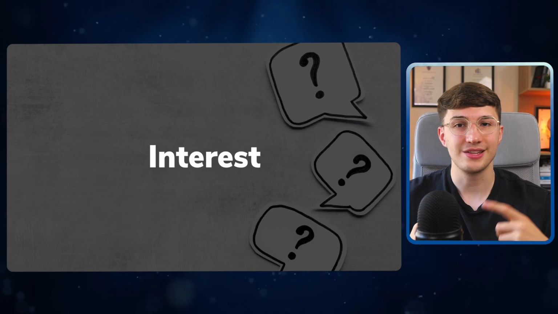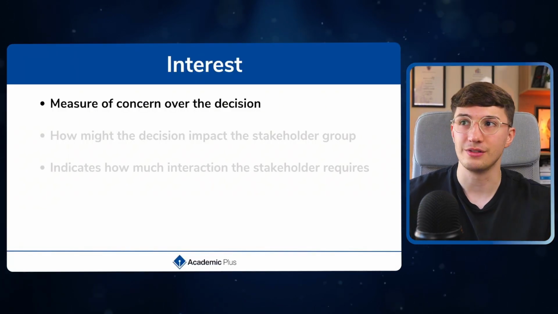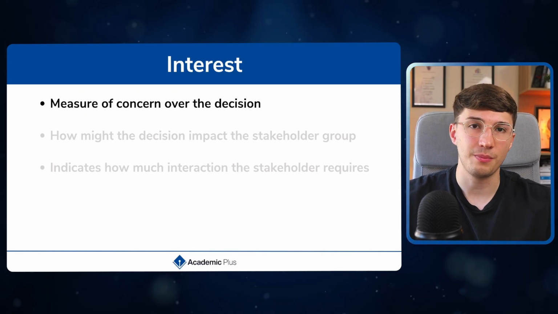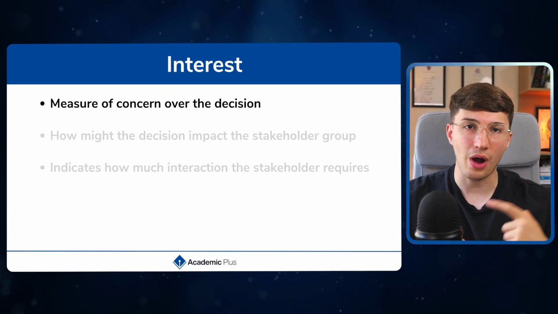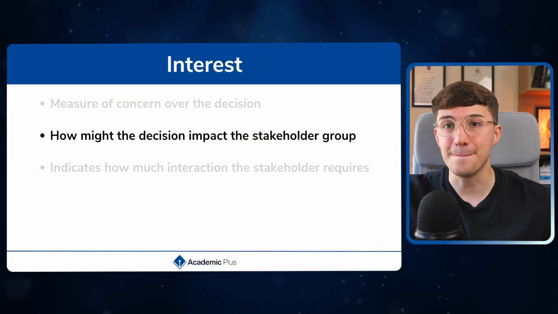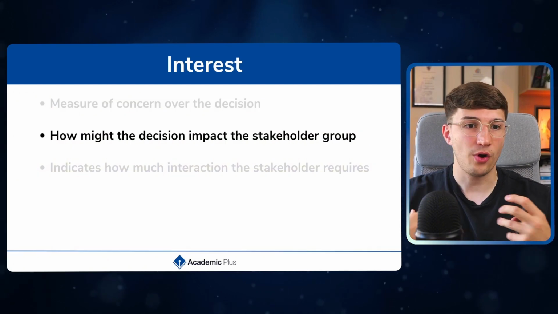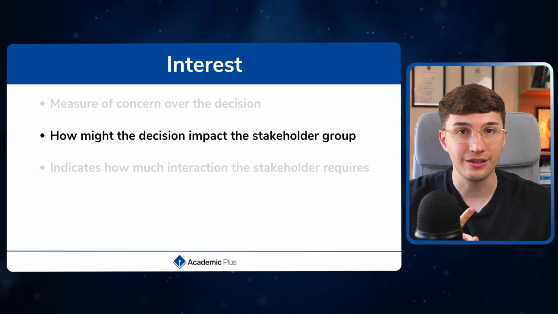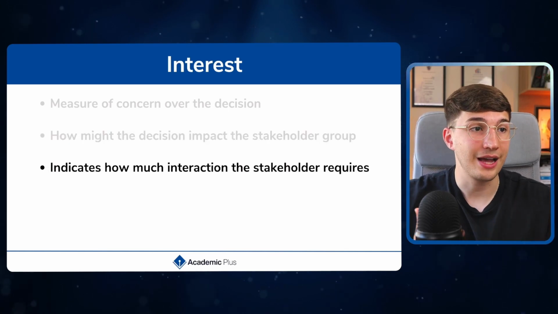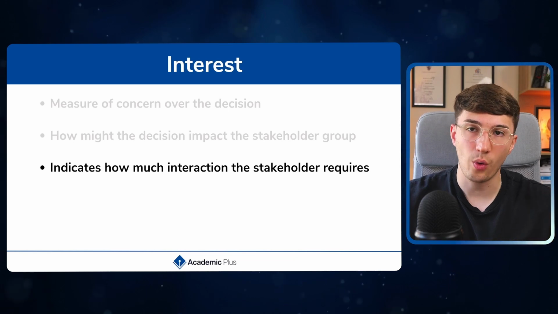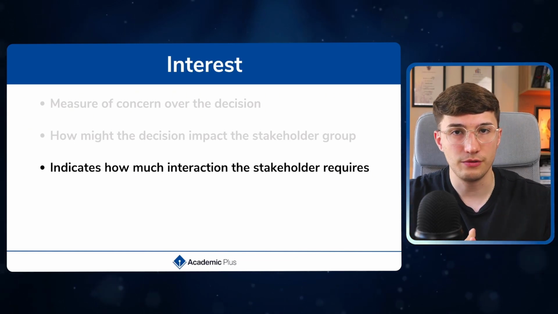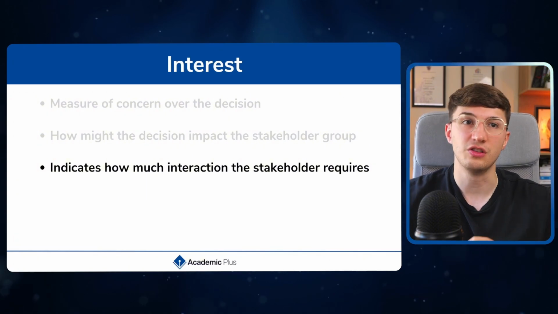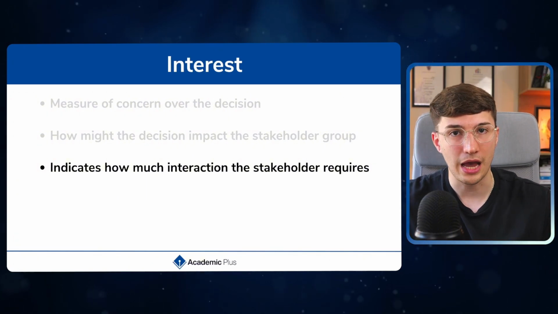Next thing we have is the level of interest that they might have into the business. So this is basically a measure of concern over the decision making. And it's normally about how our decisions will impact them. So if I make a decision, are they going to be impacted in a positive or a negative way? And it also indicates how much interaction the stakeholder requires. Do they need lots of information from the business, or are they happy just to take a bit of a hands-off approach and not really know too much of what we're getting up to?